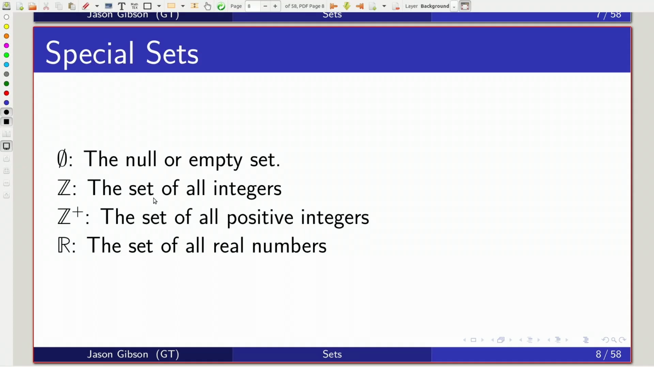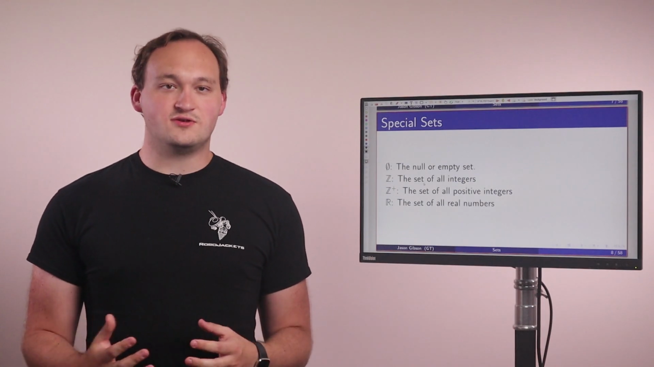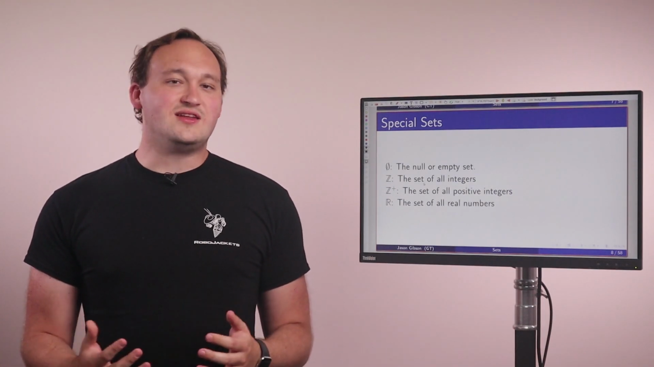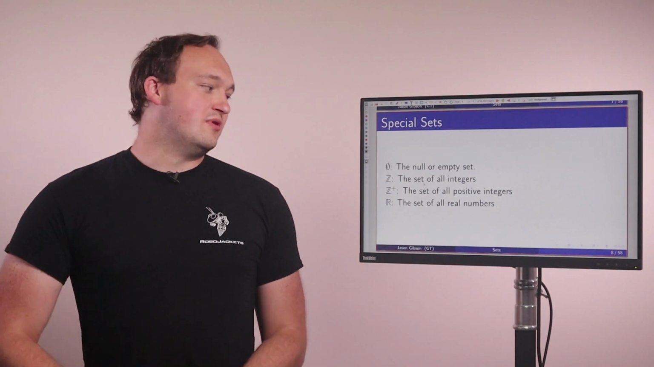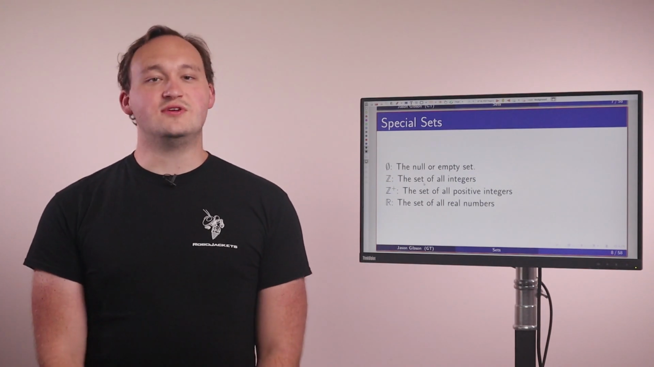There's also the set of all integers represented by this Z here, and then you also have Z plus, which is the set of all positive integers. Then you have R, which is the set of all real numbers. We're going to use these a lot when we define state vectors, or measurements, or really any value in our robotics system. They're usually going to be made up of some set of real values or some integers.